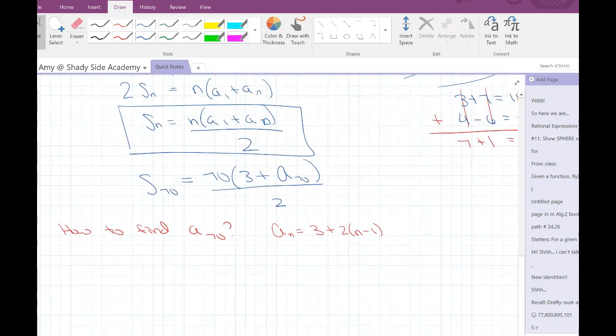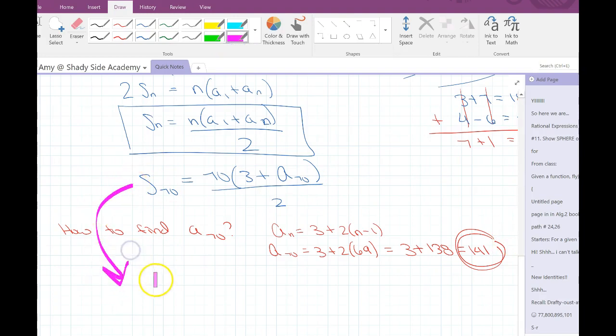So then I have to find the 70th term. A sub 70 will equal 3 plus 2 times 69, which equals 3 plus 2, what is 69 times 2? 138? Yeah, 138, which equals 141. So then that is the 70th term of the sequence. So going back to the work where I left off right here, the summation. The 70th partial sum will equal 70 times 3 plus 141, all divided by 2.